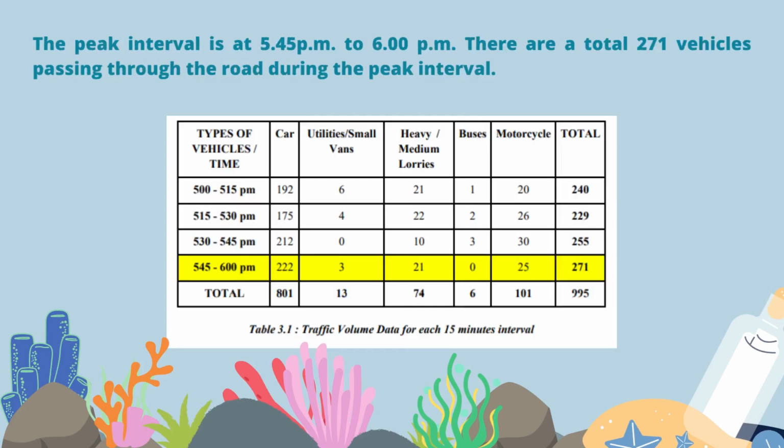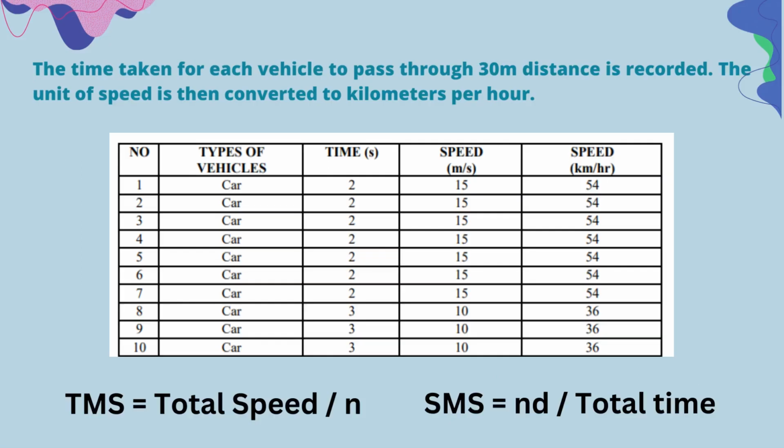Based on the traffic volume data as shown in the table, the peak interval is at 5:45 p.m. to 6 p.m., where there are a total of 271 vehicles passing through the road during the peak interval. The time taken for each vehicle to pass through a 30-meter distance is recorded in the table. Next, we can calculate the time mean speed and space mean speed based on the data in the table.